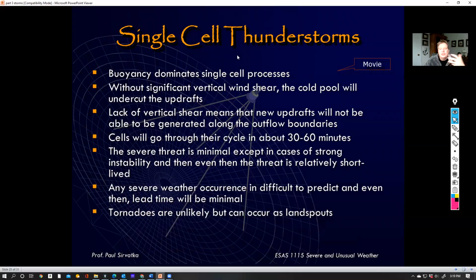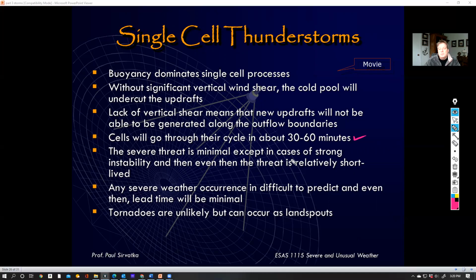Here is a single cell thunderstorm, just sort of basic ideas. Buoyancy is the most important thing. There's no significant vertical wind shear. The cold pool undercuts the updrafts. Lack of vertical shear means that new updrafts will not be generated, because we'll see shear helps lift air. The whole cycle goes about 30 to 60 minutes.